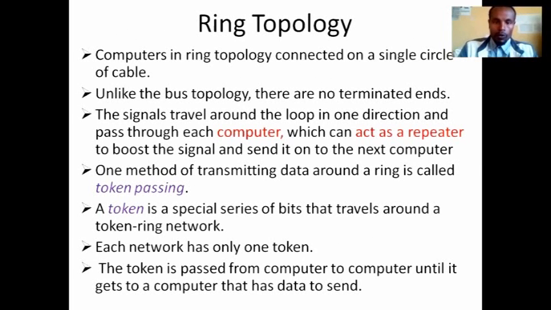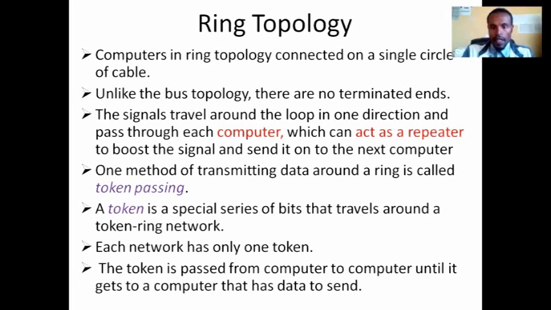The second type of topology is ring topology. In this topology, computers are connected on a single circular cable. As its name indicates, ring means circular, so the shape or physical arrangement of computers in this topology is circular. So we call it ring topology.